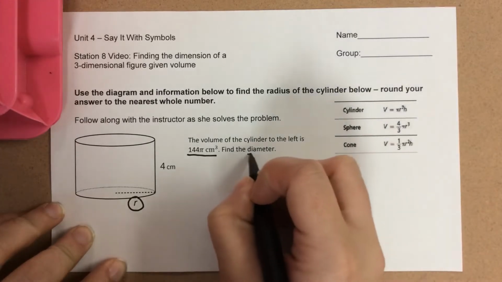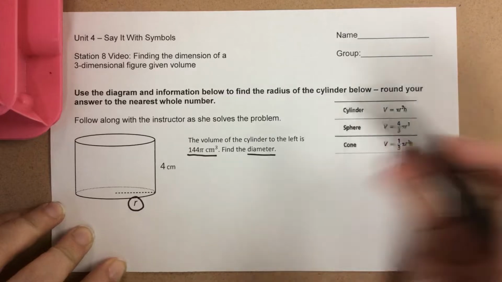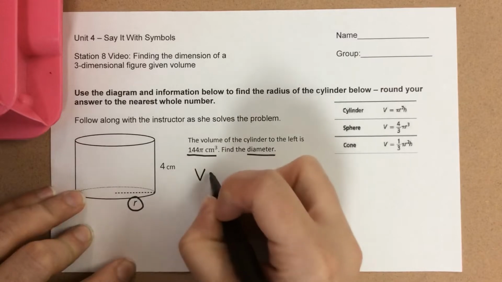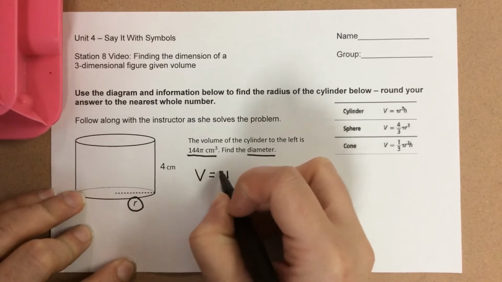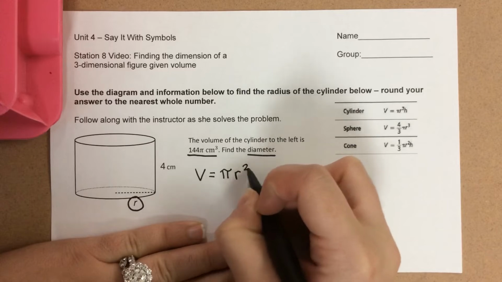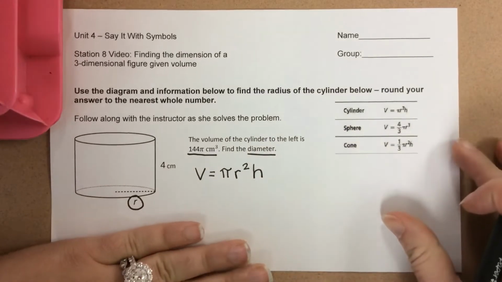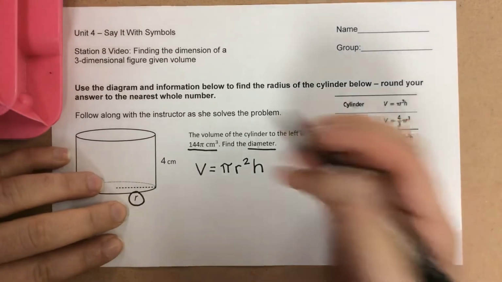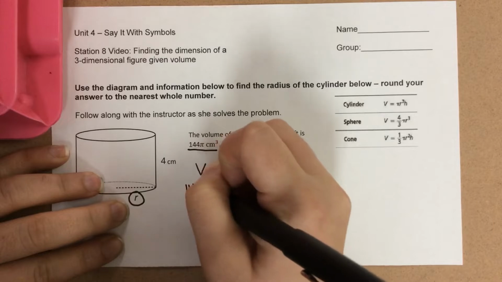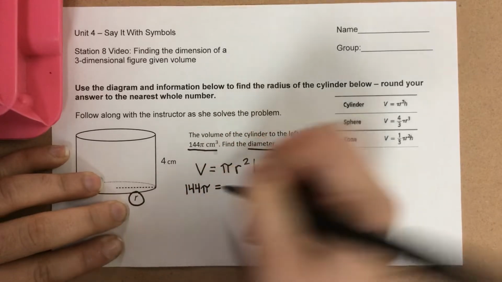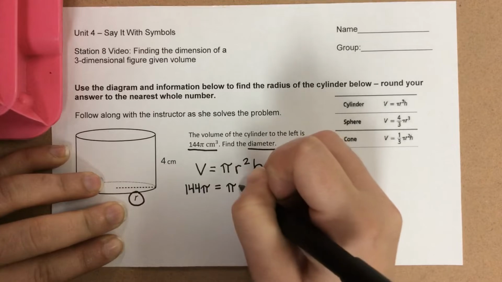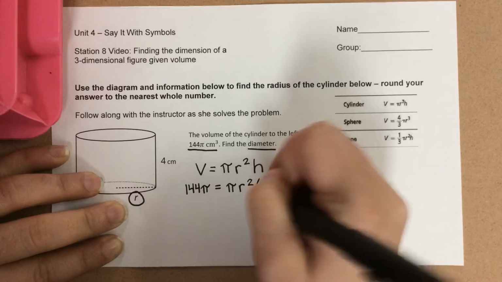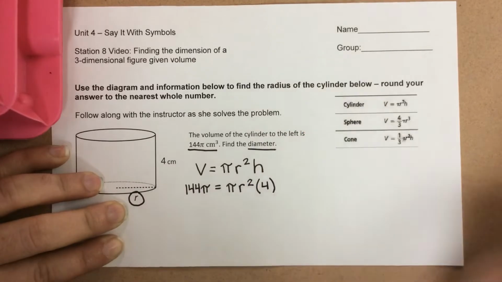Find the diameter. So first I'm going to see that this is a cylinder, and I'm going to check in with my formulas. Volume of a cylinder equals pi times the radius squared times the height. That's the formula that I'm going to begin to fill in. Now I need to decide what I do know. I know in this case the volume is 144 pi. I do not know the radius, so I'm going to leave that as r squared. And I do know that the height of this cylinder is 4 centimeters.